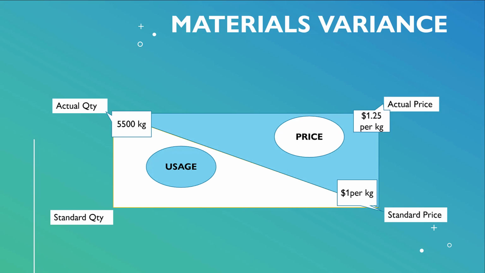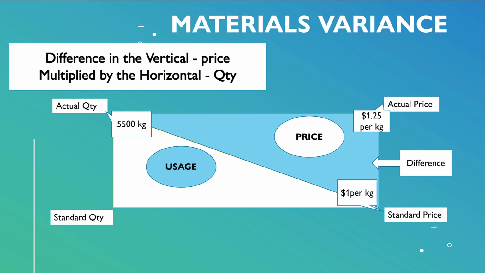So the price variance becomes the difference between the 2 prices, and then we multiply that by the actual quantity. So we do the difference between the vertical and we multiply by the horizontal. So the result here is 1 minus 1.25 creates an adverse variance of 25 cents times by the 5,500 kilograms that we actually used, and therefore we get a 1,375 adverse variance.